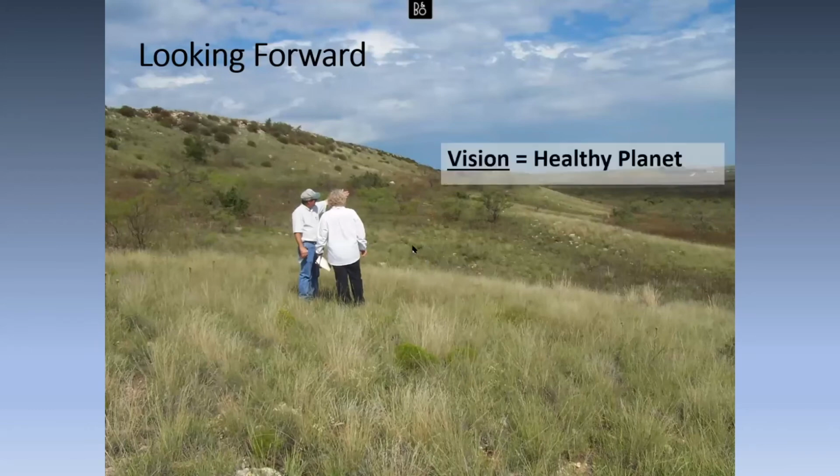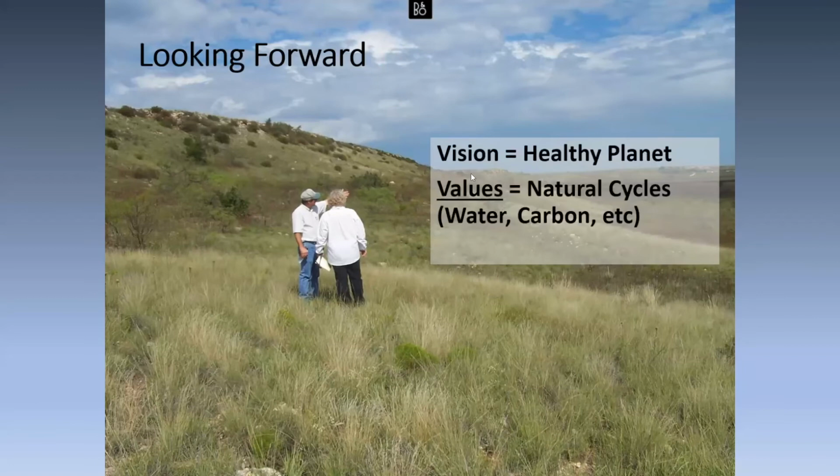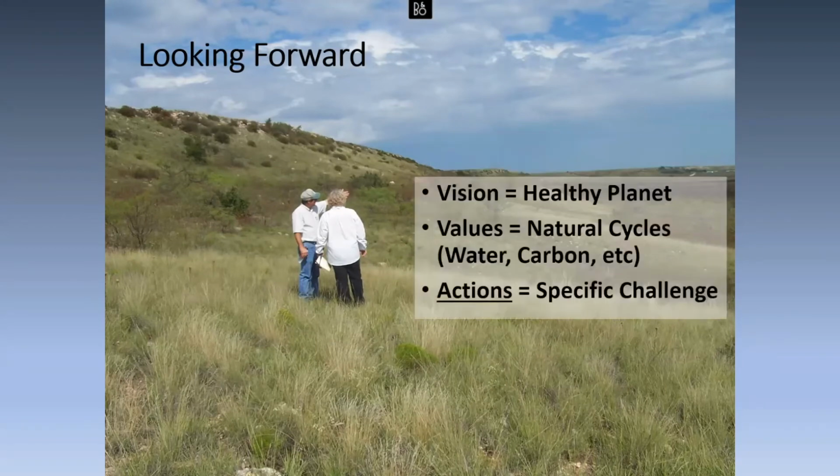So kind of looking forward, I think everybody would agree our vision overall is a healthy planet, okay? And the values to get to that vision have to be our natural cycles, okay? We have to have water recycle. We have to have carbon cycling. We have to have that solar capture, okay? But I would say in North Texas, we have a very specific challenge that we need to overcome to attain those values and reach that vision, okay?